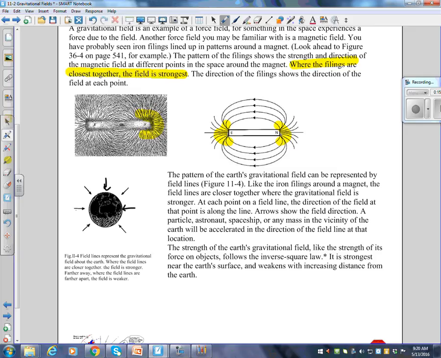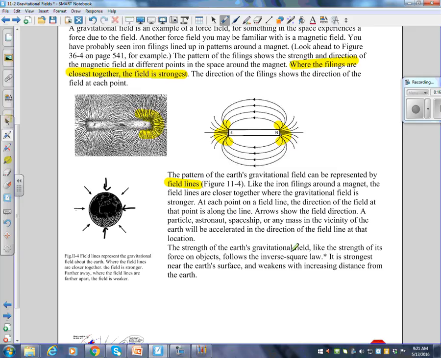Here's the Earth's gravitational field. These are called field lines. They look a lot like arrows. They look a lot like vectors. They're not vectors. They're called field lines. I wish there was a different way to describe them or draw them that wasn't so much like vectors. Like the iron filings around a magnet, the field lines are closer together where the gravitational field is stronger. At each point on a field line, the direction of the field at the point is along the line. Arrows show the field direction. A particle, astronaut, spaceship, or any mass in the vicinity of the Earth will be accelerated in the direction of the field line at that location.